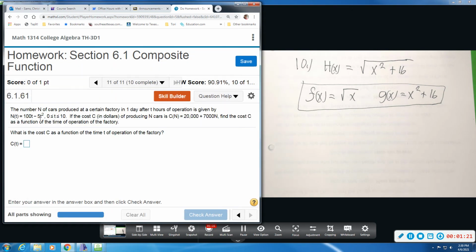And then number 11. So this one says the number n of cars produced at a certain factory in one day after t hours of operation is given by this. So this is the number of cars produced in t hours. If C is the cost in dollars of producing that number of cars, C of n equals 20,000 plus 7,000n. Find the cost as a function of time of operations.